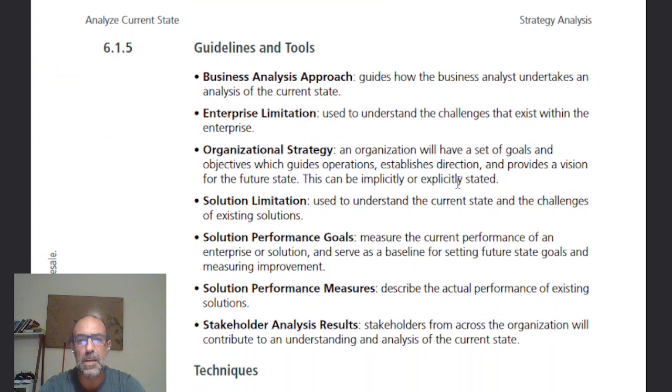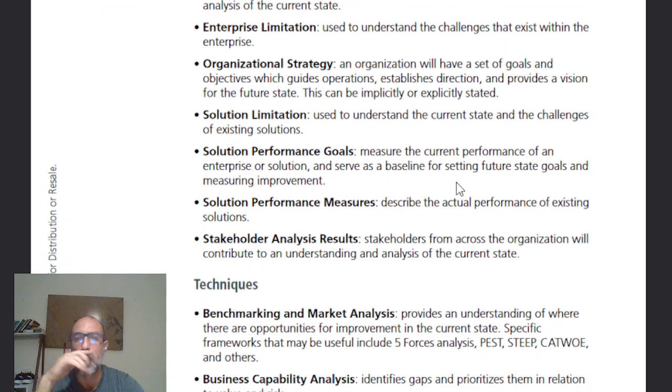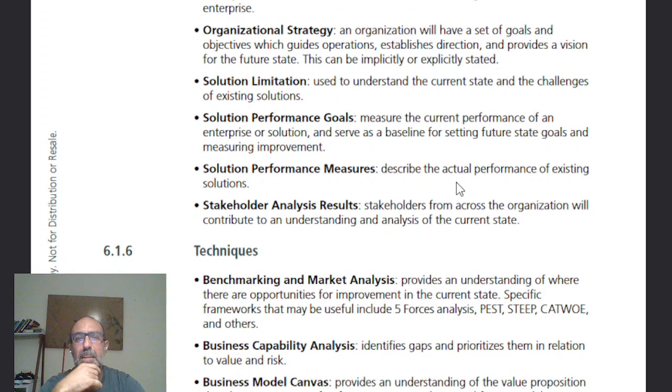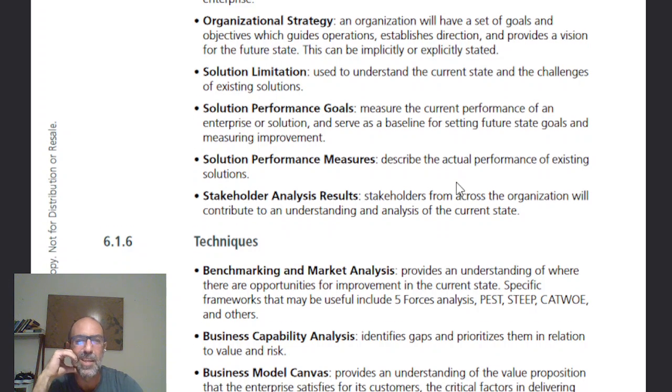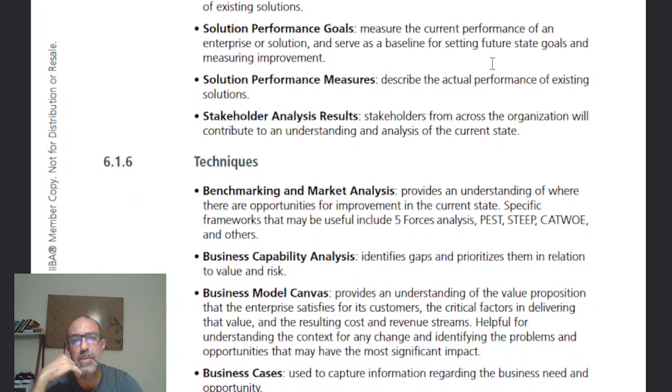Guidelines and tools. Business analysis approach guides how the business analyst undertakes an analysis of the actual current state. Enterprise limitation is used to understand the challenges that exist within the enterprise. Organizational strategy. An organization will have a set of goals and objectives which guides operations, establishes direction, and provides a vision for a future state. This can be implicitly or explicitly stated. Organizational strategy is something that you basically take what the organization has and build something around it. Solution limitation is used to understand the current state and challenges of existing solutions.